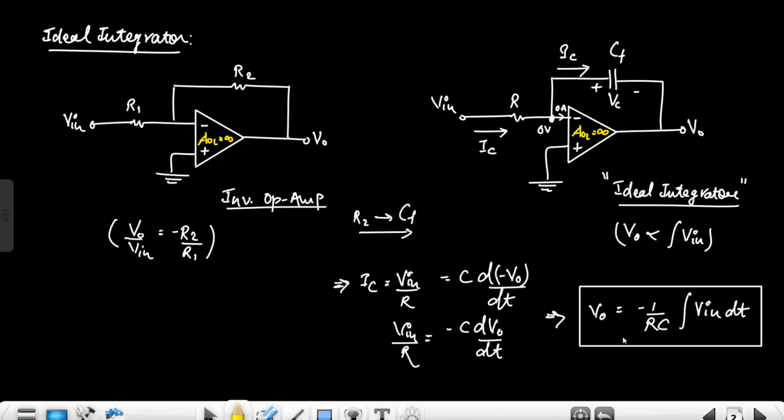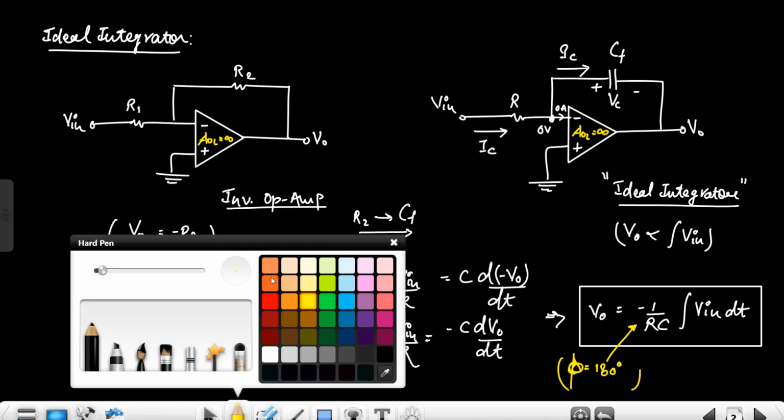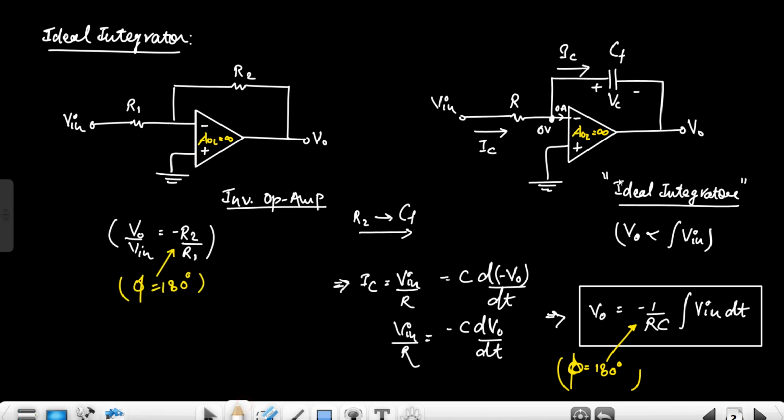Now this negative sign of the output shows that the output has a 180-degree phase shift. In the inverting op-amp also, we can see that V0 is equal to minus R2 by R0 into Vi, so here also the phase is 180 degrees. So we can relate this ideal integrator with the inverting op-amp, because the input is at the inverting terminal only. That's why the phase is 180 degrees, and that's how it is an application of the inverting op-amp. So let's go with the transfer function of the circuit.